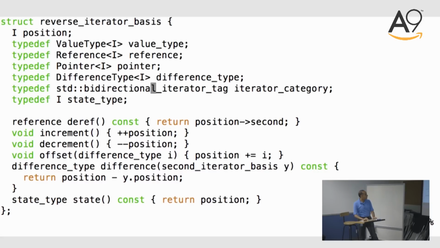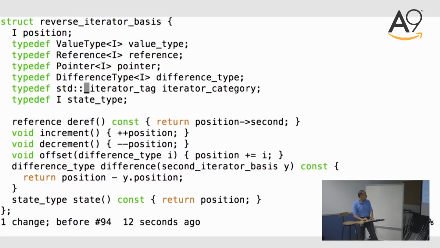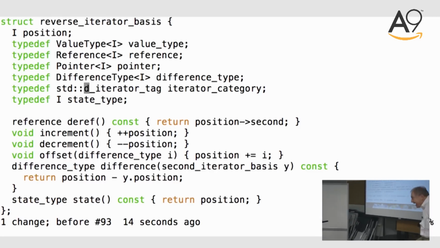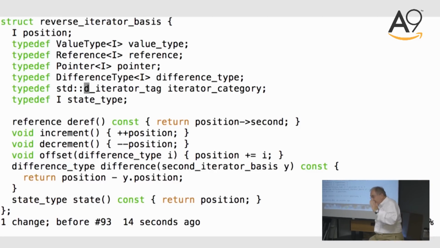No, it's wrong. By the way, why is it wrong? We could make it a bidirectional iterator. We could, but it would be a terrible design. Why is it a terrible design, guys? Because it only goes backwards, it doesn't go forward.